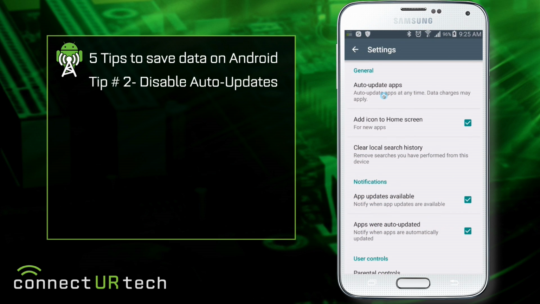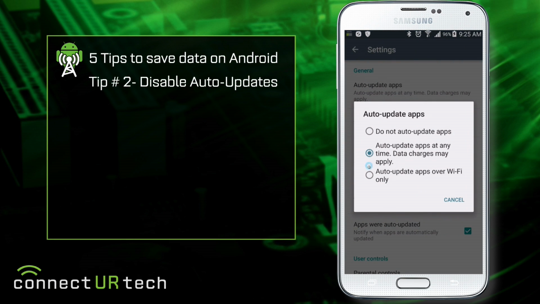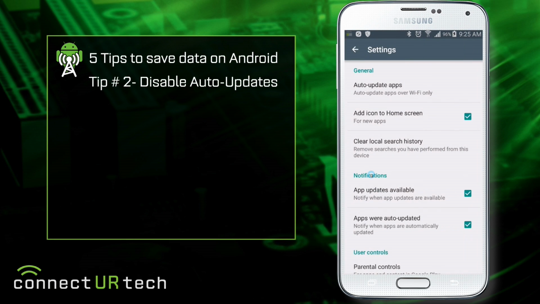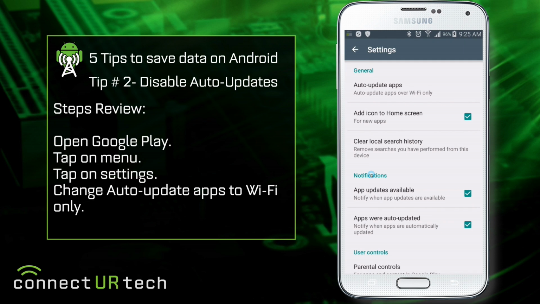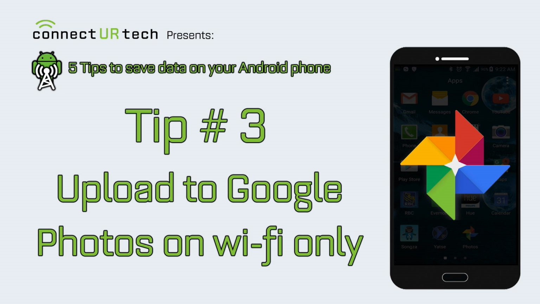Under Auto Update Apps, it may be set to Auto Update Apps at any time. Tap on that and change it to Auto Update Apps over Wi-Fi only. When you're connected again on Wi-Fi, your apps will be auto updated. Tip 3. Upload Google Photos on Wi-Fi only.